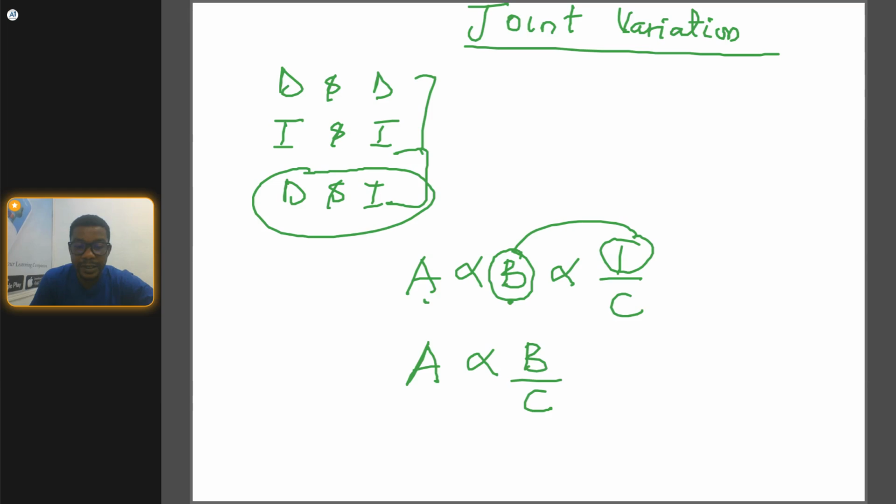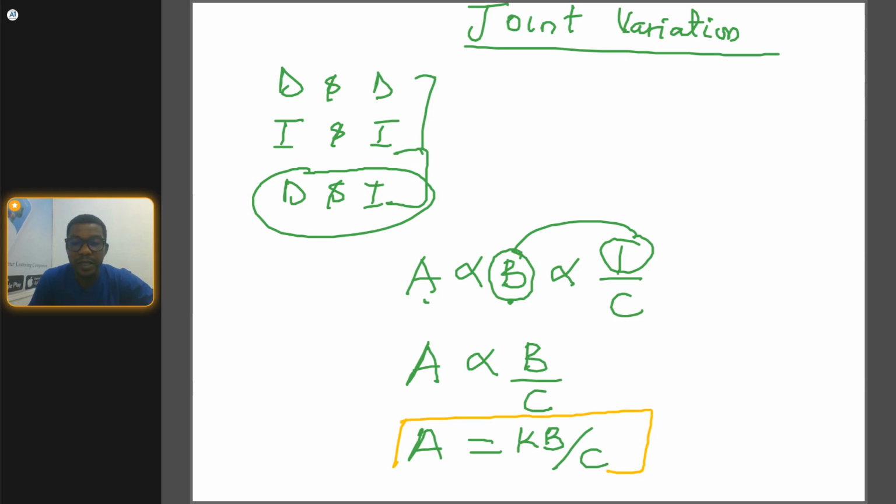Now on to the next step. Taking away the variation sign, you have A equals to. Then you need to introduce your constant, Mr. K. Mr. K has to show up. So you're going to have A equals KB over C.